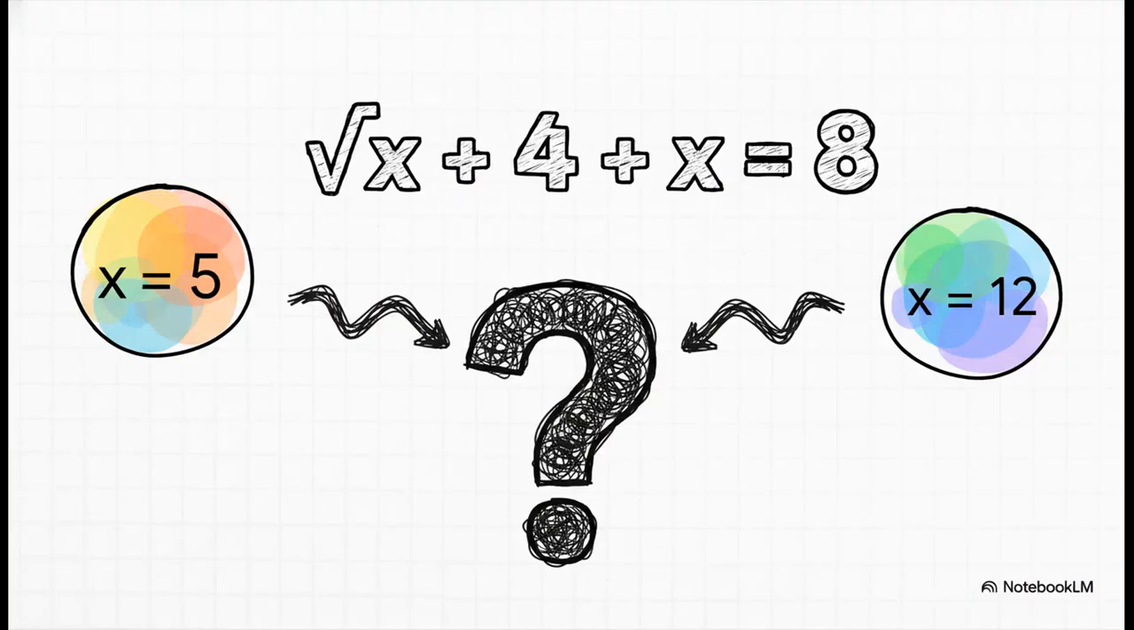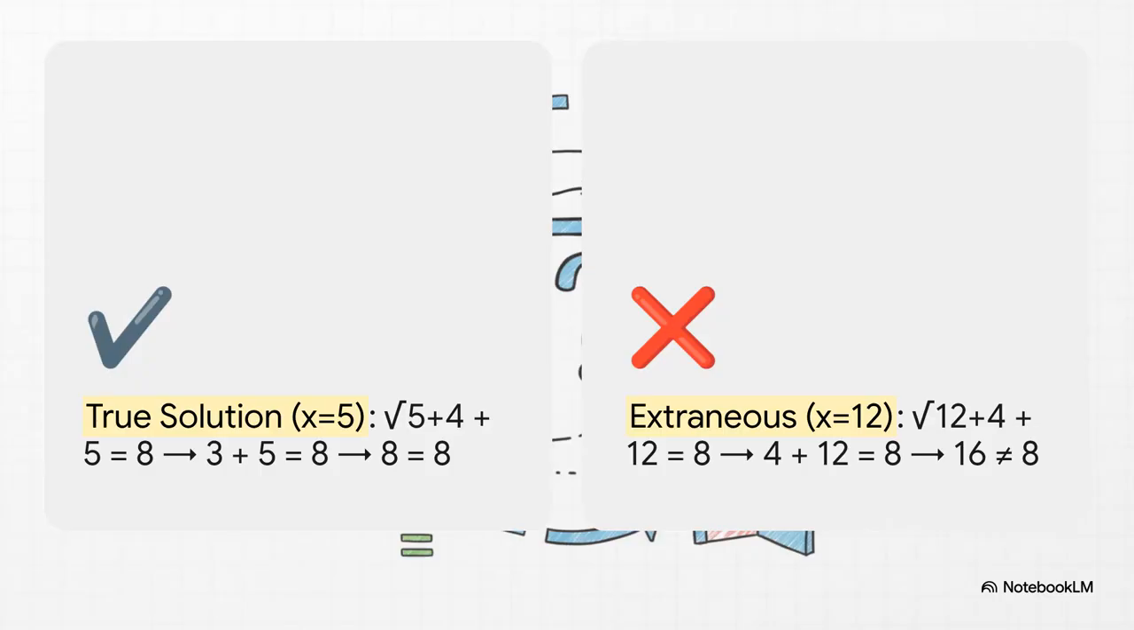Let's see this trap in the wild. If we work through this equation using our isolate and square strategy, we eventually get 2 possible answers, x equals 5 and x equals 12. Both of them were found using totally valid algebra. But the question is, are they both true solutions to the equation we started with? This is where our check step puts on its detective hat.